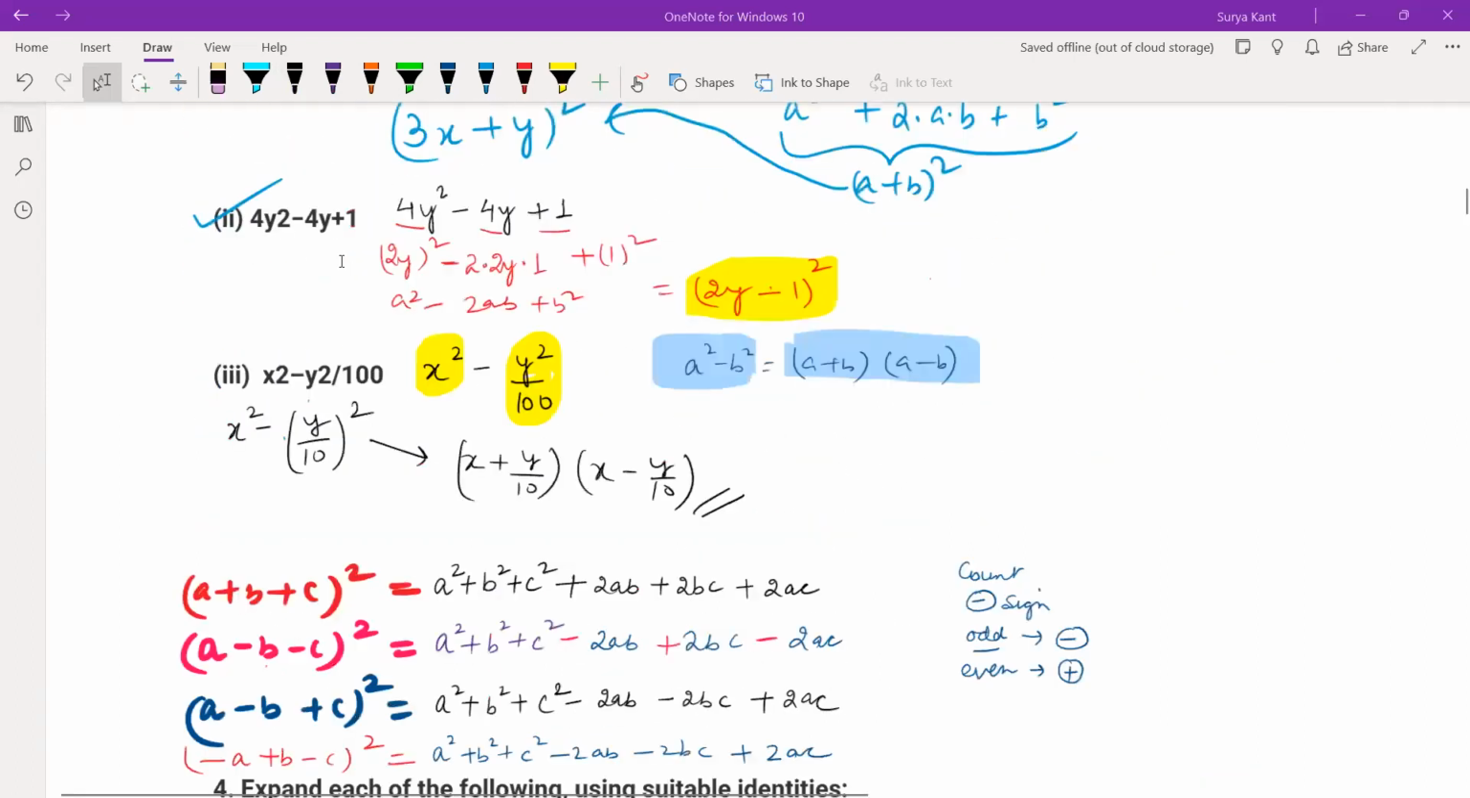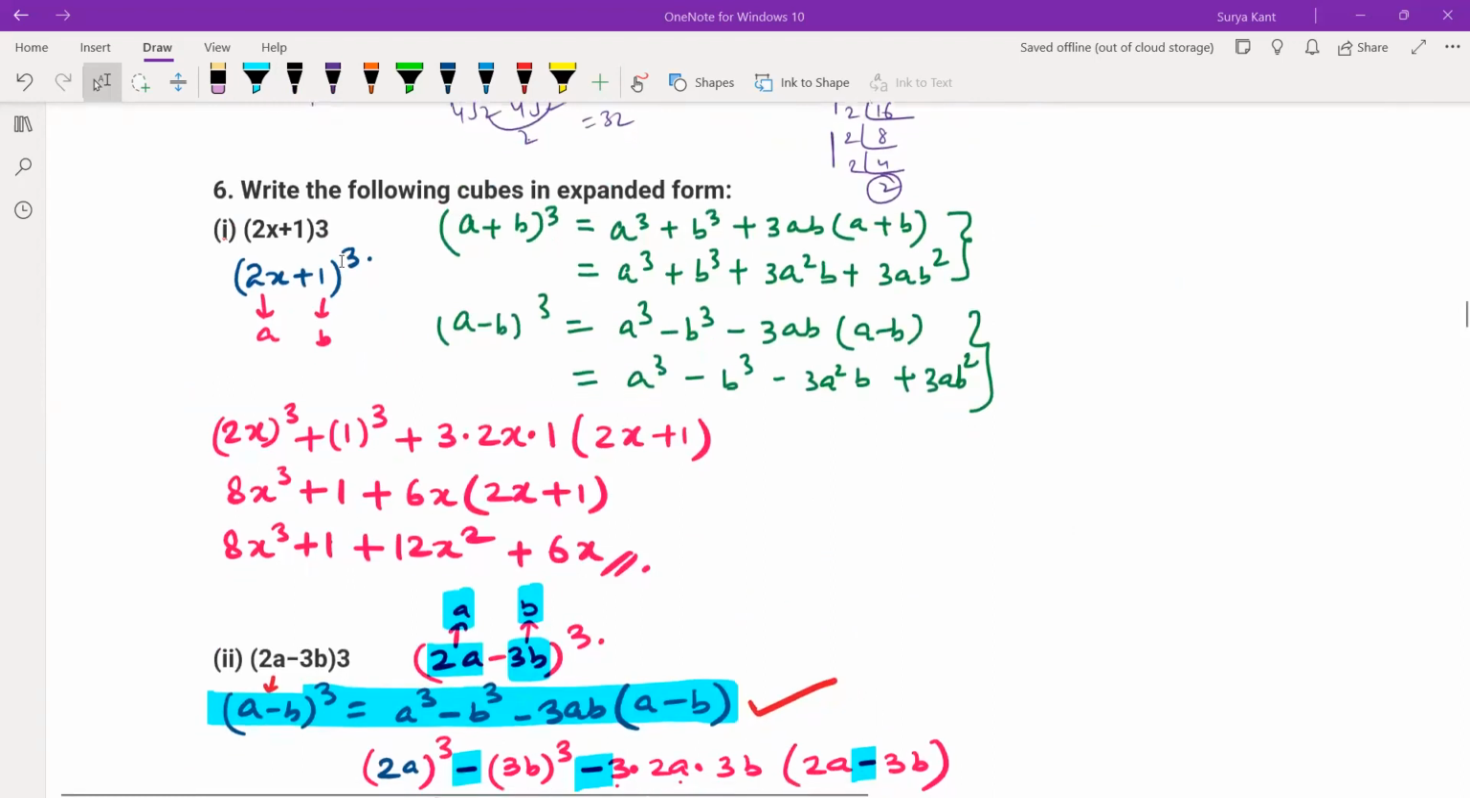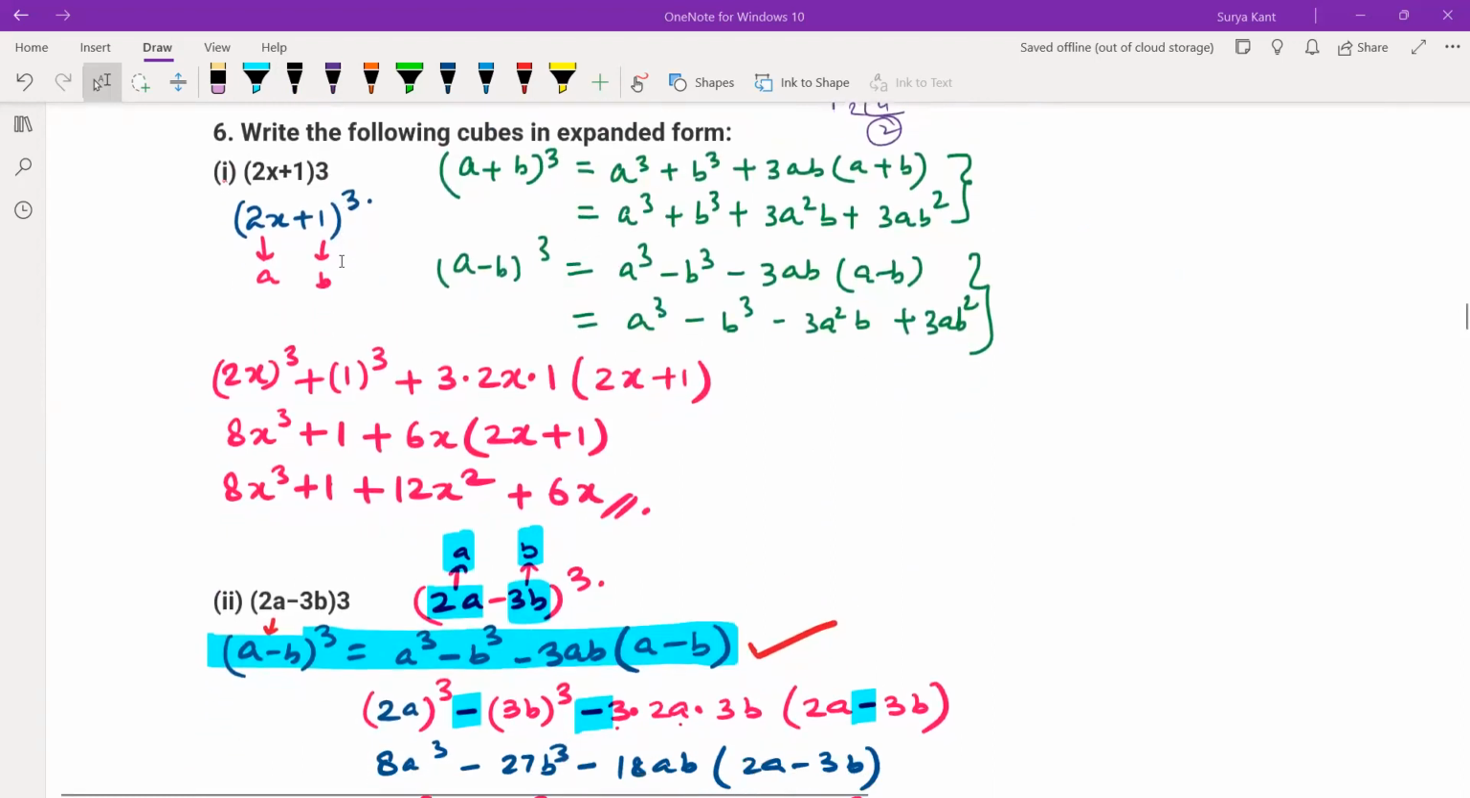See, Q part now. Series one, sixth question, first one you see. Whole cube is given, then what you should do? 2x plus 1 whole cube. First you should know the formula to find a plus b whole cube and a minus b whole cube. See the second line, all of you, and first line also. First write the formula somewhere.